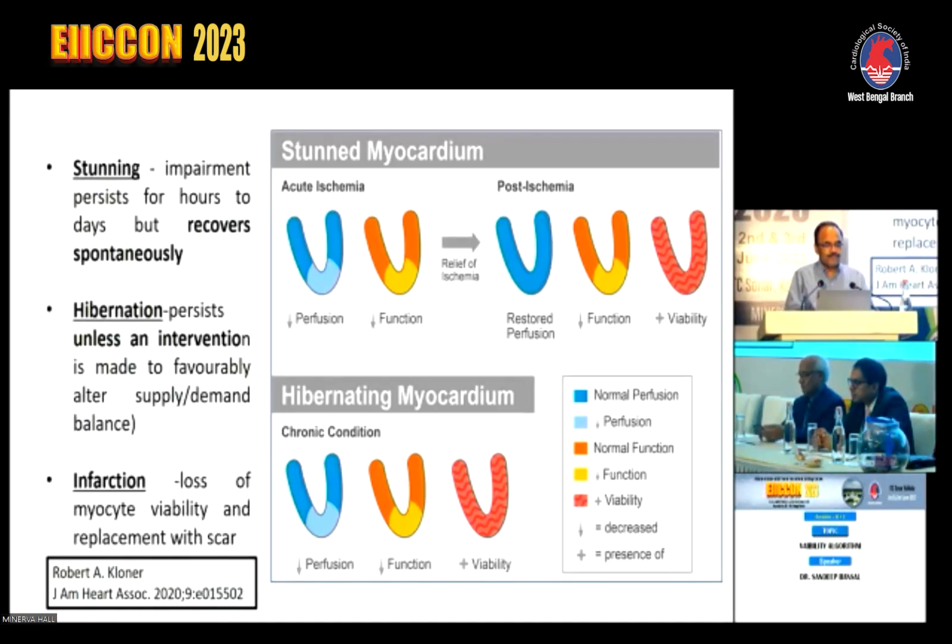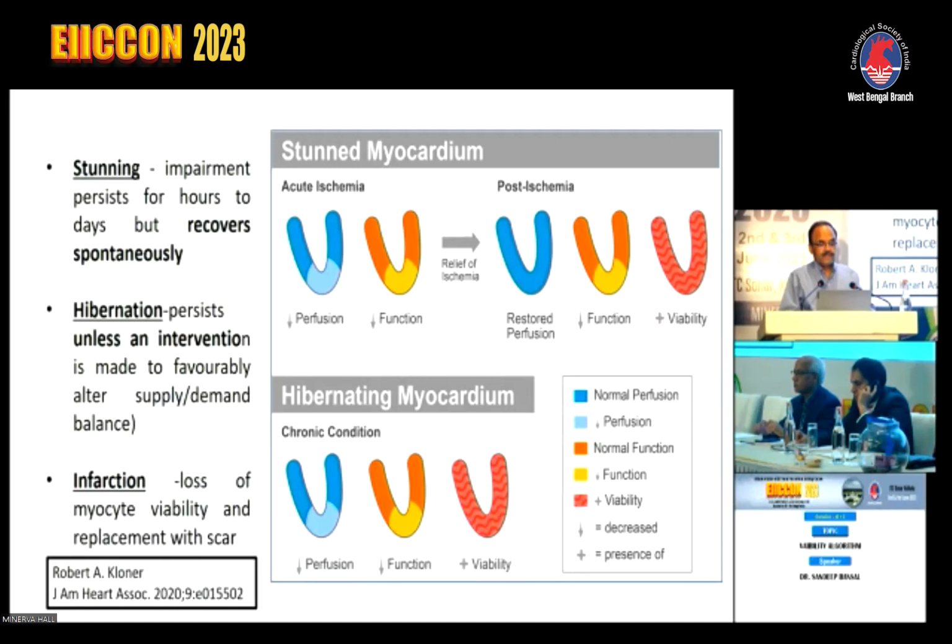The first important thing to understand in this particular area is the difference between a stunned myocardium and a hibernating myocardium. So this cartoon shows that whenever there is a decreased perfusion in a particular area, there is also a reduction in function. But when the ischemia is relieved and the perfusion is restored, the function of the myocardium continues to be low, despite the perfusion having been restored.